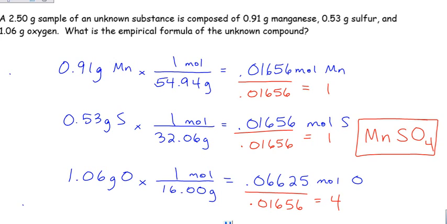And so again, if they would ask me, I could go backwards and I could write the name, I could write the charge on the manganese. That sulfate group is always -2. This whole group is -2. Since there's only one manganese, it must have been manganese +2. Or if I had to write the name, I would say manganese(II) sulfate.